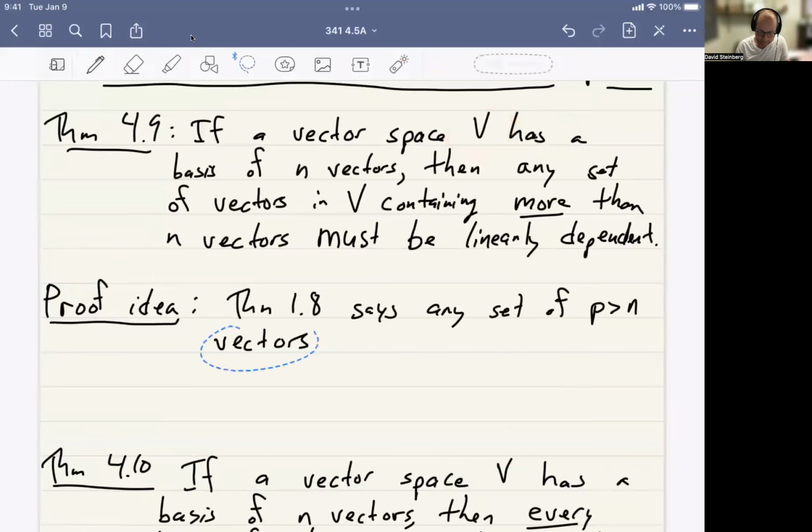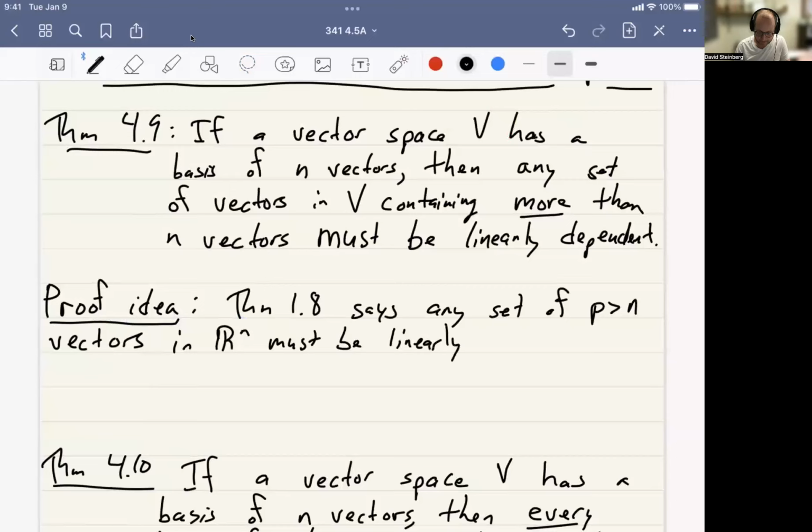Let's move this over here, give ourselves some more space. In Rn must be linearly dependent.